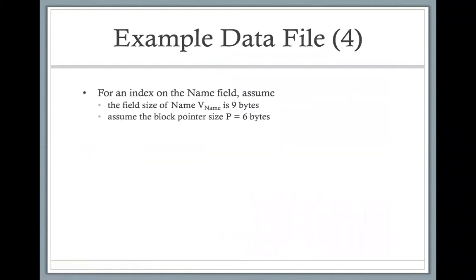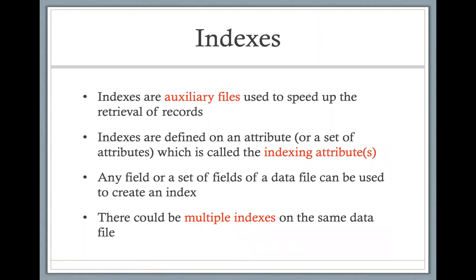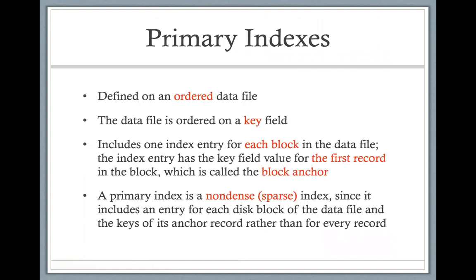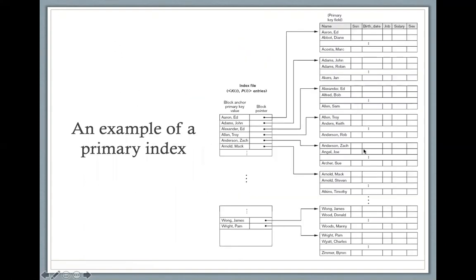We looked at different types of indices: primary indices, clustering indices, and secondary indices. I'll quickly remind you of the three. A primary index is on a field that is a key. The indexing field is a key, meaning it's unique, and the file is physically sorted on this field. We said we can have only one primary index per table, because the file has to be physically sorted on this field.